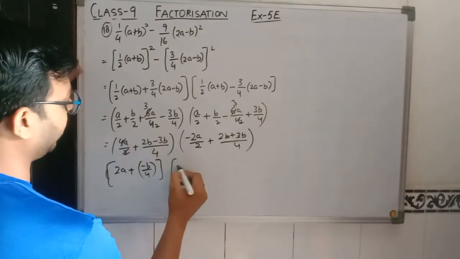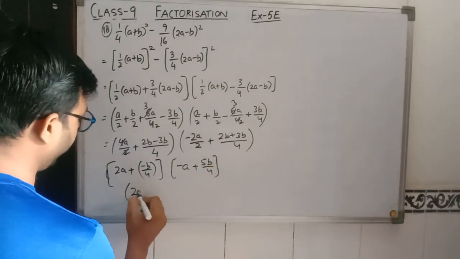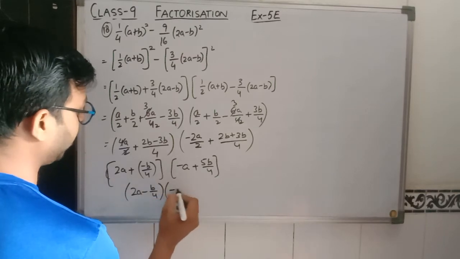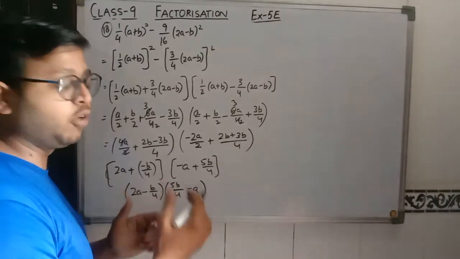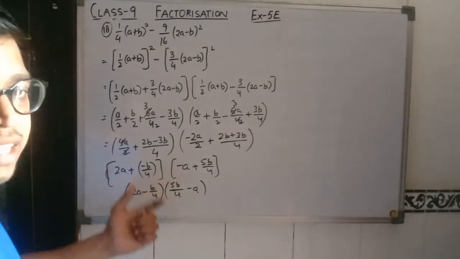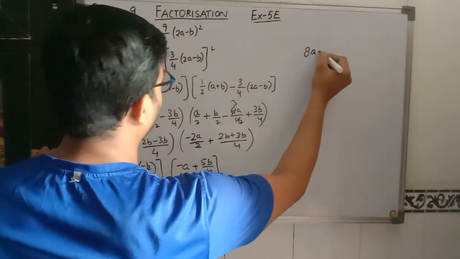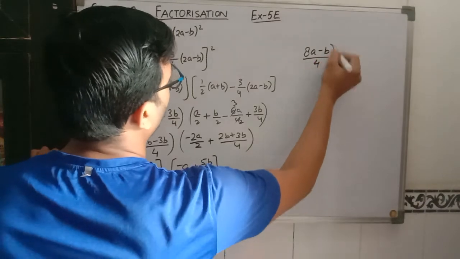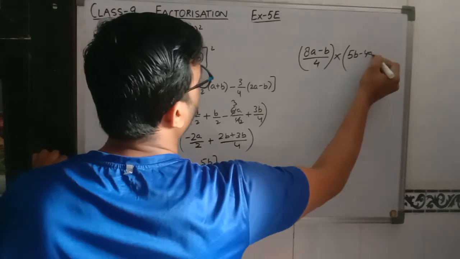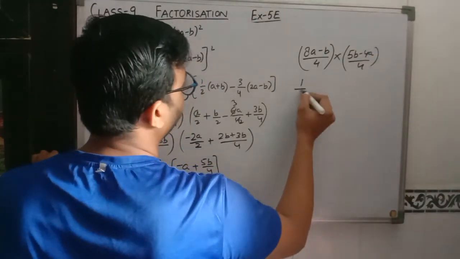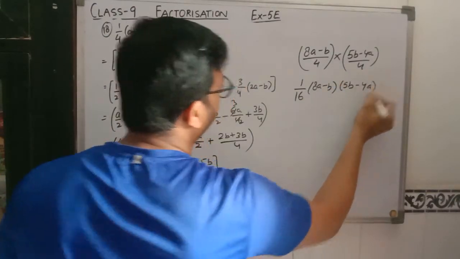And in the next bracket it is minus a plus 5b upon 4. So it will become (2a minus b)/4 and (5b upon 4 minus a). So that is the final answer. Or if you don't want to write 4 in the bracket, then you can take the LCM and make 4 outside. So in the first bracket it will become (8a minus b)/4, and in the second bracket you can write (5b minus 4a)/4. So this 4 and this 4 will become 1/16, (8a minus b) and (5b minus 4a). So that will be the final answer.